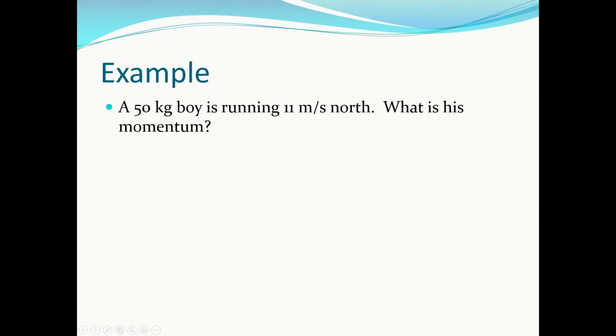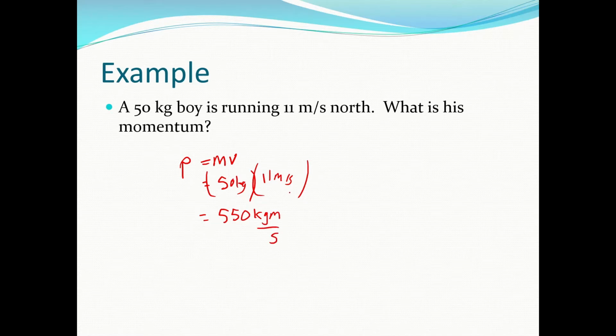We'll start off with some easy questions. A 50-kilogram boy is running 11 meters per second north. What is his momentum? Well, this is nice and easy. P equals mv. The mass of the boy is 50 kilograms, the speed is 11 meters per second. So 50 times 11 gives us 550. We don't have any special units for momentum. It's just kilograms meters per second. Lots of people do this and then get the wrong answer. What am I missing? Direction. If my velocity is north, then my momentum is also north.